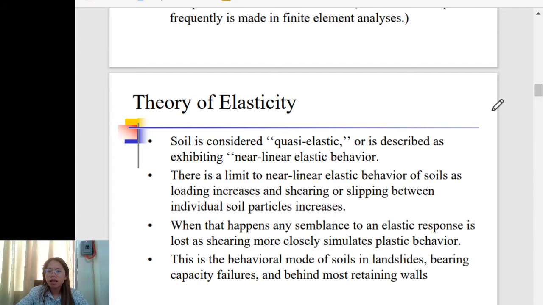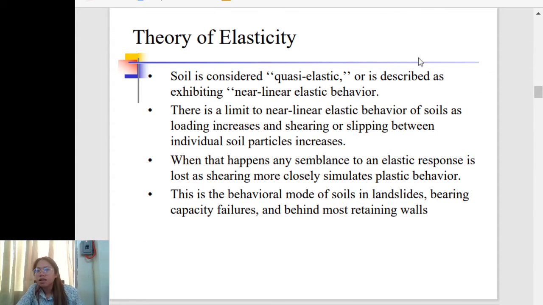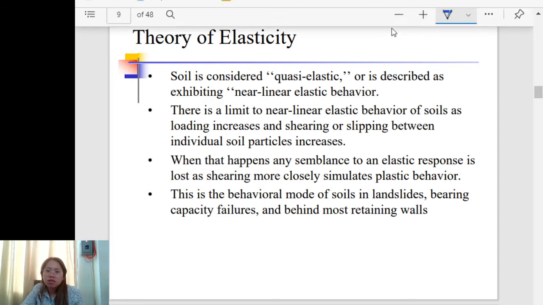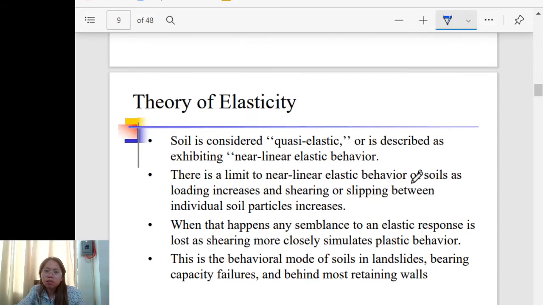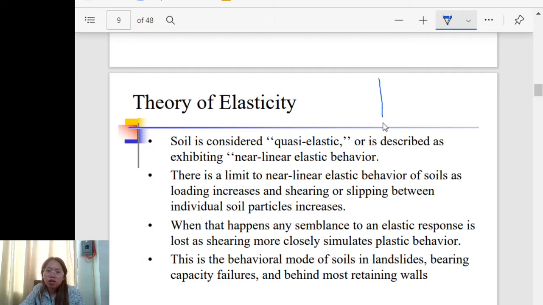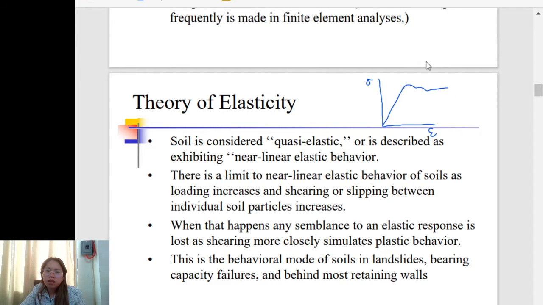Soil is considered quasi-elastic, or is described as exhibiting near linear elastic behavior. There is a limit to near linear elastic behavior of soils as loading increases and shearing or slipping between individual soil particles increases. So in engineering mechanics, remember Hooke's law, right? Or the proportional limit. If this is the stress and this is the strain, this part here is actually the proportional limit. This is the behavior of steel, right?